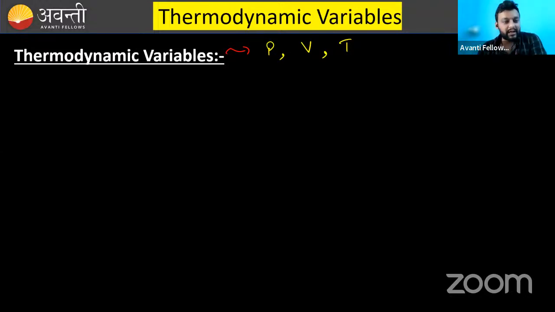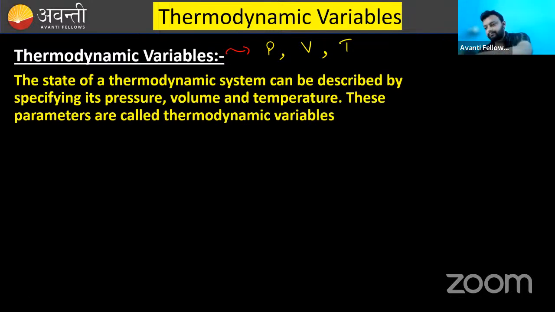So we were dealing with thermodynamic variables. I hope it's clear now. Pressure, volume, and temperature are the main thermodynamic variables. By changing any of these three, you can change the state of the system. That's what is written here. So you need to remember what are thermodynamic variables: pressure, volume, and temperature. Clear? Now moving further.